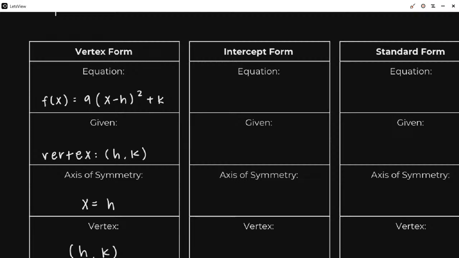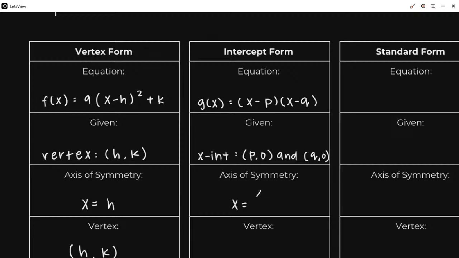Then for intercept form, this is g of x equals a times x minus p times x minus q. So what's given are the x-intercepts, and this would be the points (p, 0) and (q, 0). So it's like if you set each of these equal to 0, what you get would be the intercepts. That's why it's the opposite signs. The axis of symmetry would be the middle of the two x-intercepts since it's a mirror image. So we would add them, p plus q, and divide by 2.